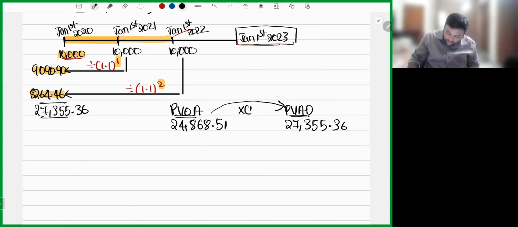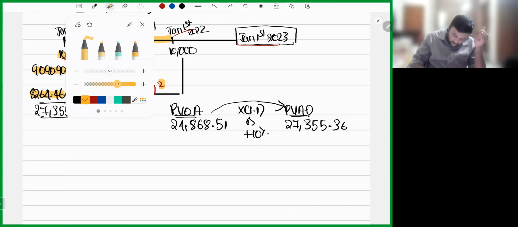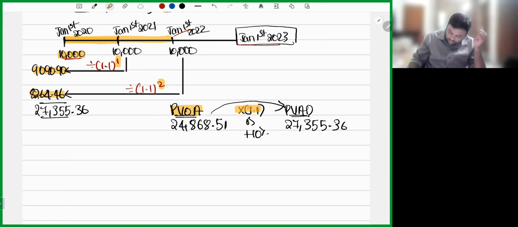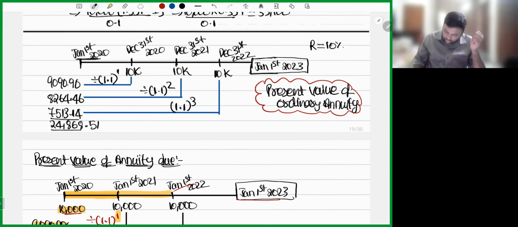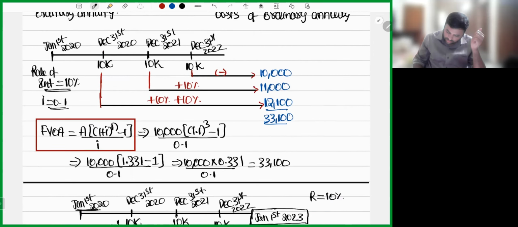So either I'll multiply with 1.1 or I'll simply do plus 10%. Let's check whether we are getting it or not. 24,868.51 plus 10%. We are getting 27,355.36. Yes, sir, you are getting. Then why this nonsense? Not required. Simply, for present value of ordinary annuity, you multiply by 1 plus i, you will get present value of annuity due. Simple logic.